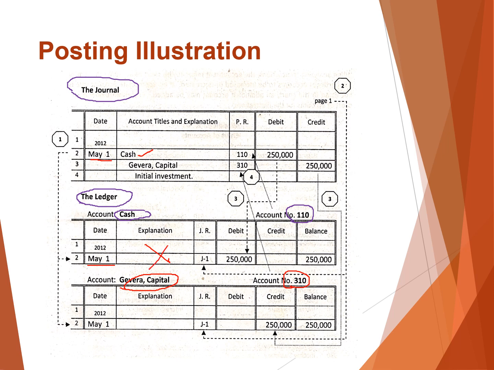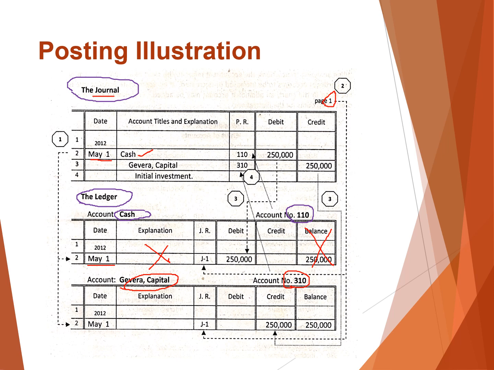JR, Journal Reference. Nakita ninyo ito, J1. Ang ibig sabihin niyan, journal or J, yung 1 ay page 1. Kaya J1. Okay? Tapos nakita ninyo, yung cash, di ba sa journal, naka-debit siya. So dito, sa debit nyo rin siya ilalagay. Okay? Ito hindi tayo gagamit ng ganito ha. Okay. Disregard yun. Kasi ang gagawin natin, i-floating na lang. Okay, so here, sa debit mo siya nilagay. So, tapos ka na dito sa cash.